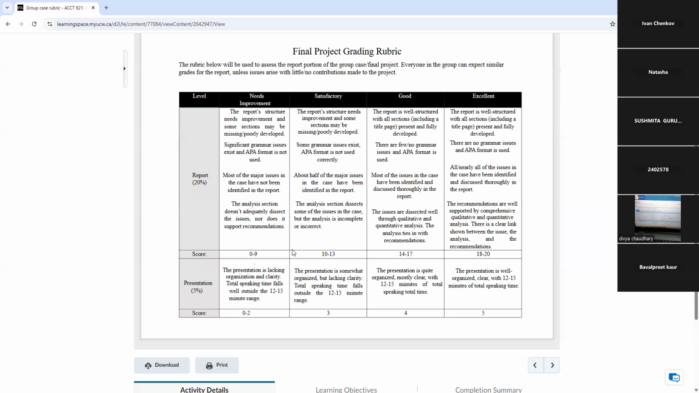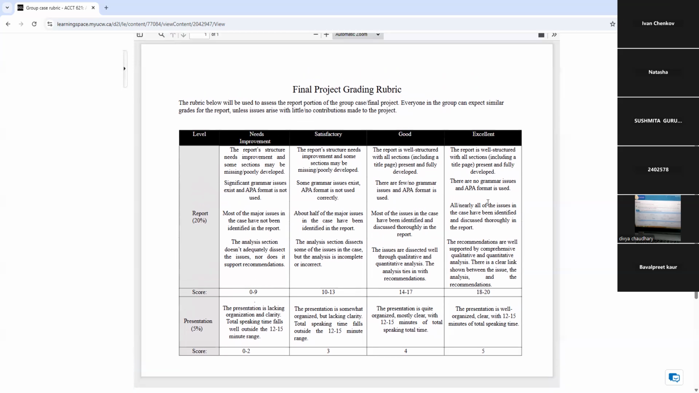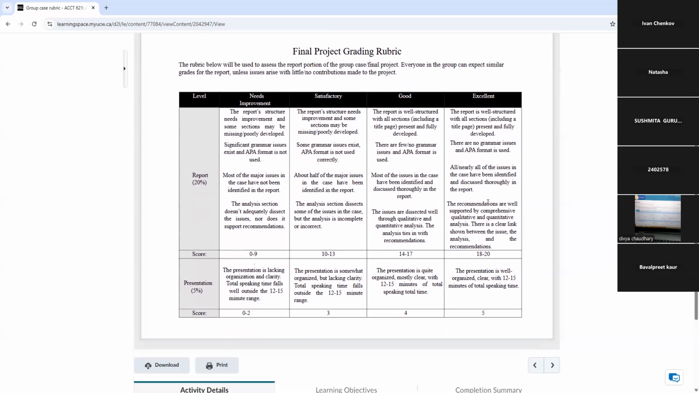On the report, we already spent enough time, or you already know what content the report should have, all the details that you have to cover for each group. So I'm not going to spend time on the coverage. I'm going to spend time on the presentation. The report has to be well structured with all the sections, including the title page and executive summary. You have to follow the APA format, and also no grammar mistakes.